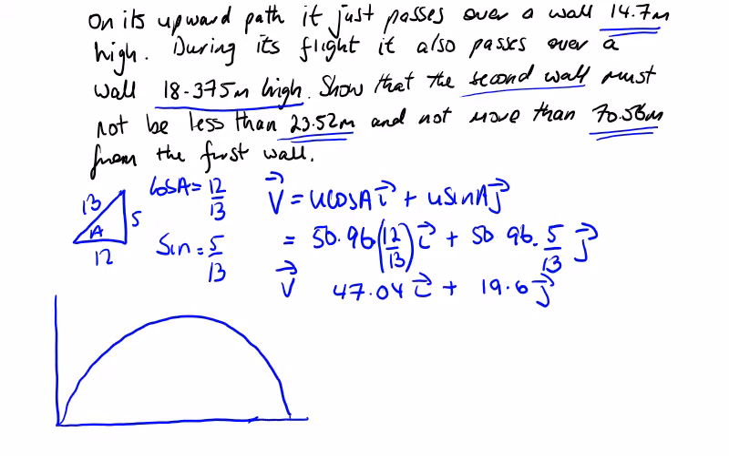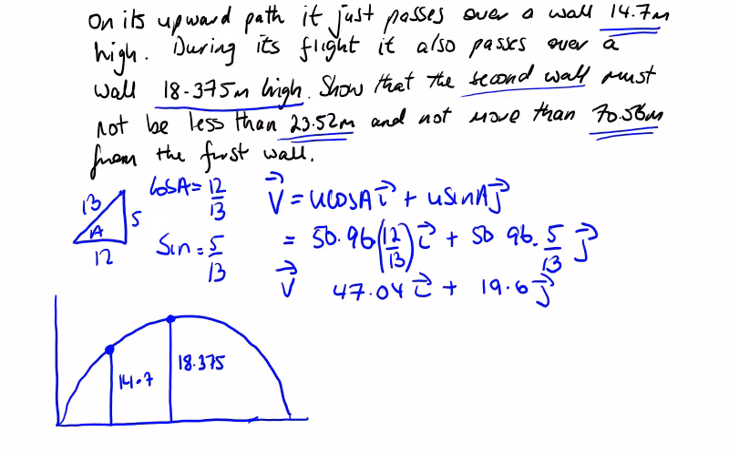So here's my projectile. On its upper path, let's say here, it just passes over a wall 14.7 meters high. So we'll call this one 14.7. And then somewhere along the journey, it also passes over a wall 18.375 meters high. Let's say it's here. 18.375. It is hard to see where this question is going, so just fill in your information and do what we've done on all of these questions.